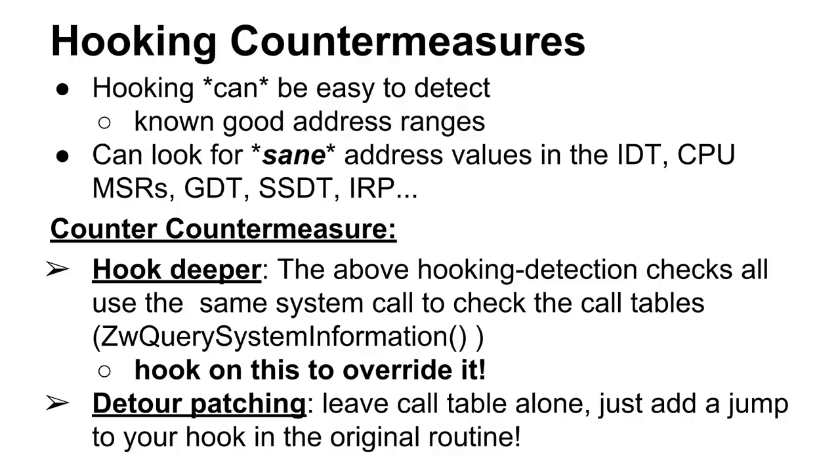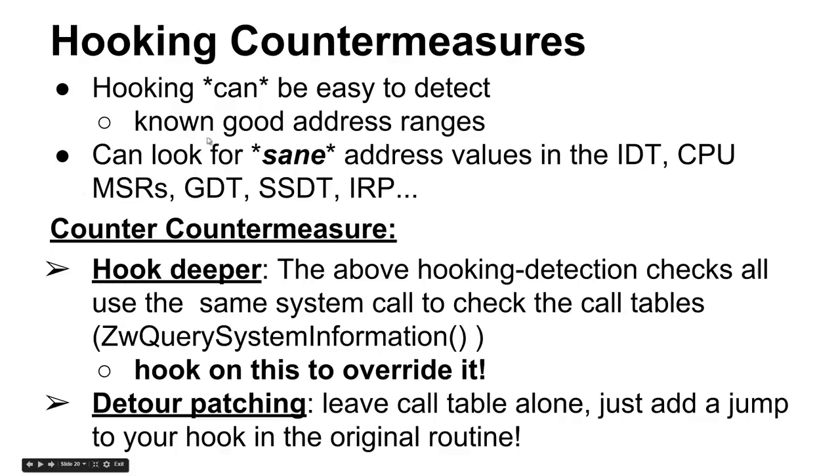So let's talk about countermeasures for hooking. Hooking can be easy to detect depending on how it's done. If it's, say, the GDT or something like a driver IRP dispatch table, it can be easy to check for, because that should be static in that case, whether or not it's containing known good address ranges. This is similar again to the Linux kernel integrity measurement approach. And many antivirus and rootkit detection techniques and tools do this. They look for simply sane address values in these various tables.